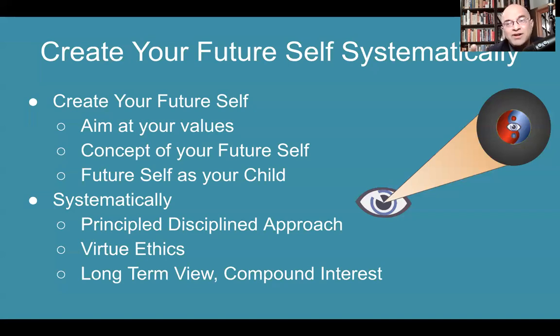The circle around it is larger because in future there is more uncertainty. There is more unknown in the future as compared to present. So it is all about aiming at your values. The future self, again, it's about self. So it is like your whole person you're trying to create.